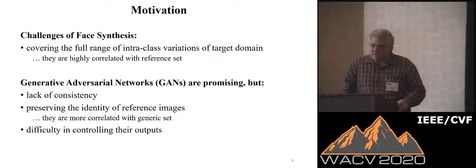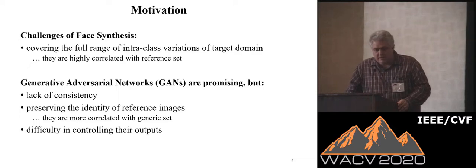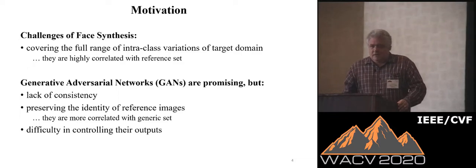The challenge if you use something like 3D face reconstruction is that the images produced will not necessarily cover the full range of variations from the target domain. So we've been looking at exploiting GANs. Presently, the problems for our application are the lack of consistency and control of the outputs, and also the difficulties in preserving identity of reference images.